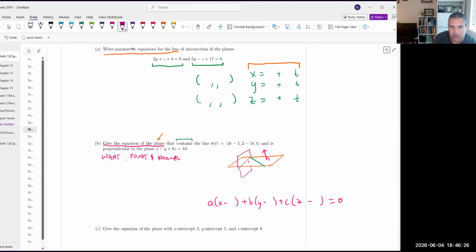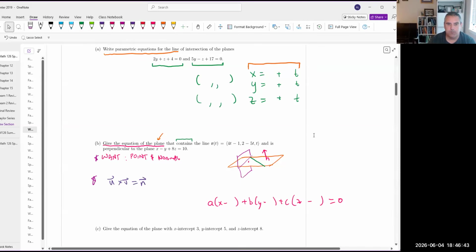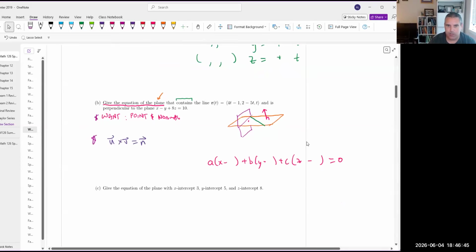And there was a strategy. So there was kind of knowing what you want, and then the other part was the strategy. And the strategy typically was to find two vectors parallel to the desired plane and do their cross product to find the normal. So there's a couple specific things to talk about there, but that wasn't the question.